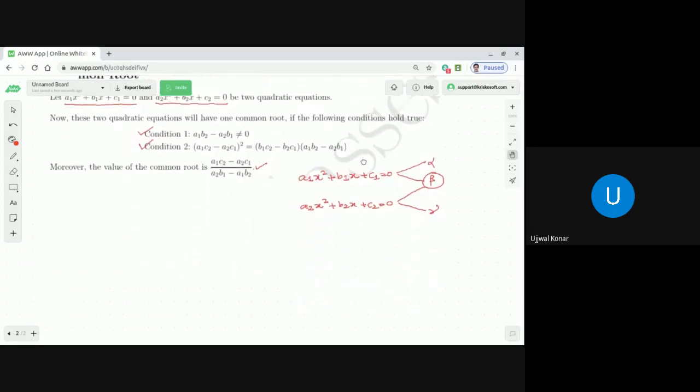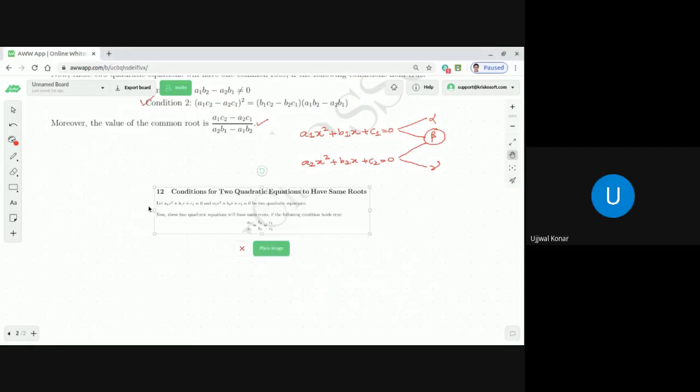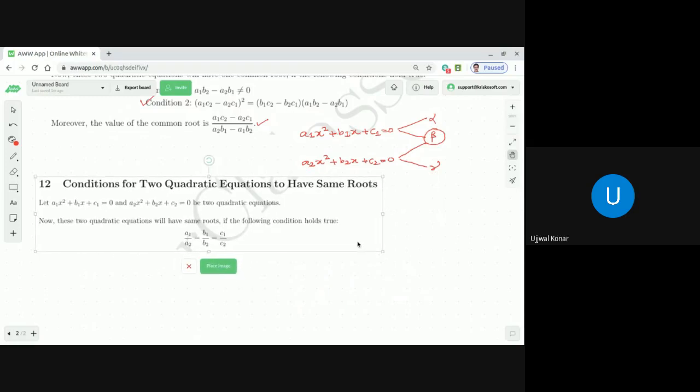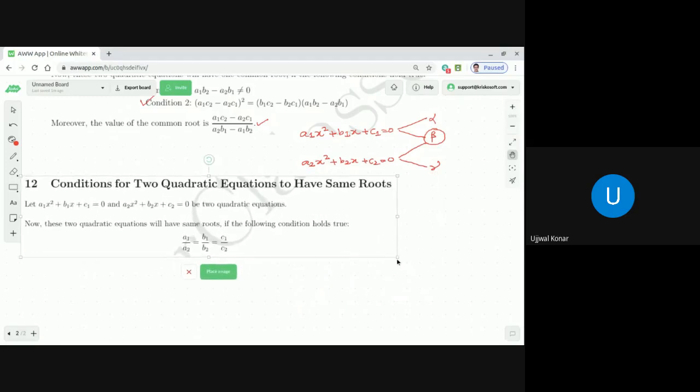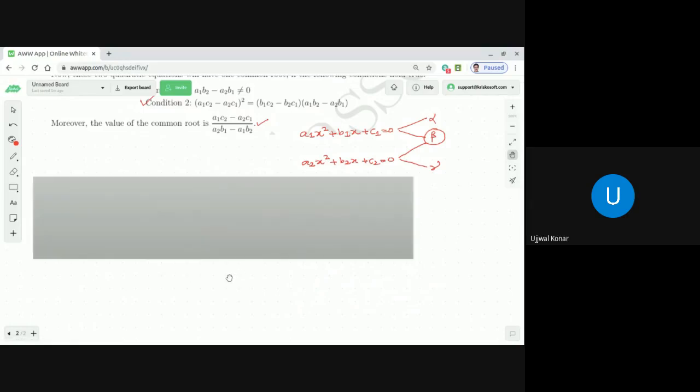Now, the next condition, dear students, that I would like to discuss is the condition for two quadratic equations to have the same roots. And here the condition is quite straightforward. It looks like they represent a similar kind of curve, isn't it? One is a multiple of the other. Absolutely, means all the coefficients are multiples of the other. So, what are the conditions here?